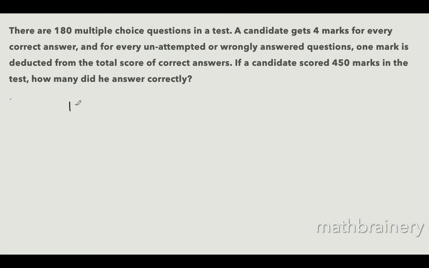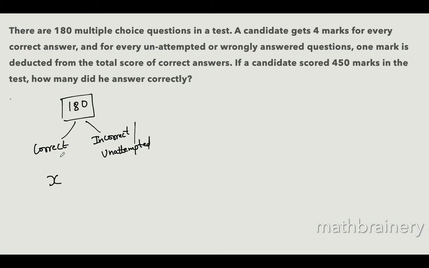So now there are 180 questions in a test. The student either answers it correctly or answers it incorrectly, that is wrongly, or some questions are unattempted. Now what is given? The candidate gets 4 marks for every correct answer. Let us say the student has x correct answers. Then how many marks should he get? He must get 4x marks.